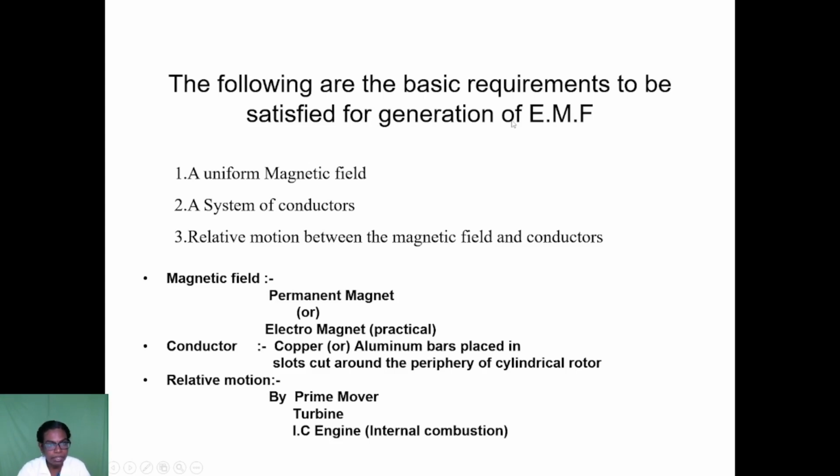Then the following are the basic requirements to be satisfied for generation of EMF. These are the main three things: a uniform magnetic field, a system of conductors, and relative motion between the magnetic field and conductor. In the absence of any one of them, it will not happen. The magnetic field can be a permanent magnet or an electromagnet; we can use either. The conductor means copper or aluminum. Relative motion means a prime mover, turbine, or IC engine. These things are very important.